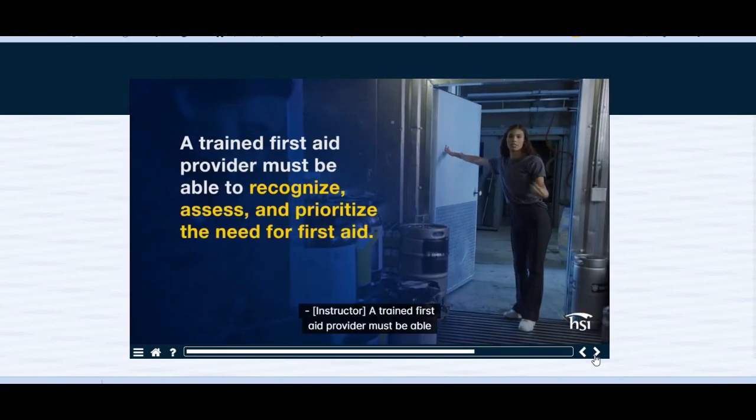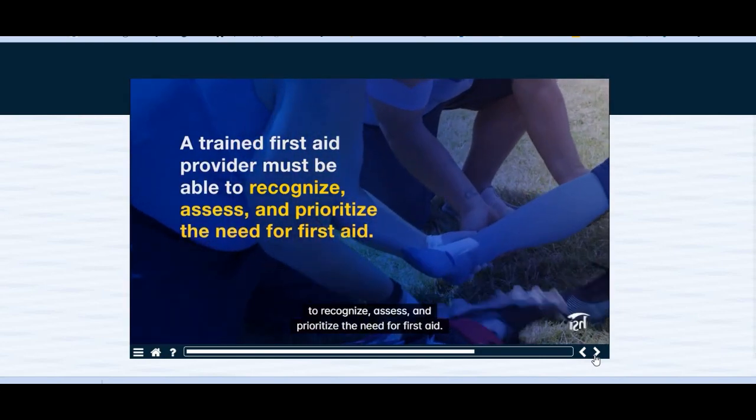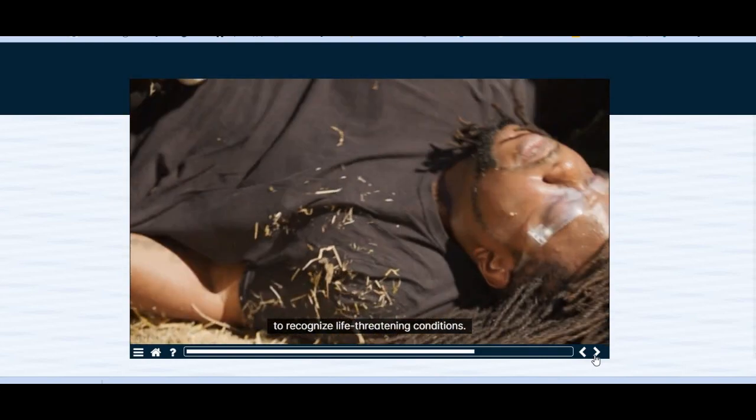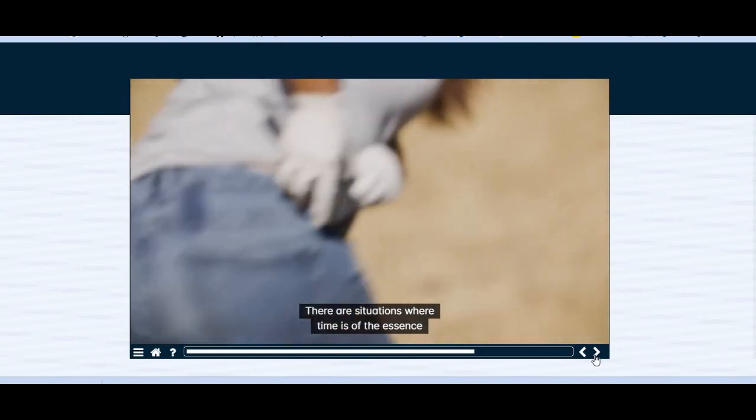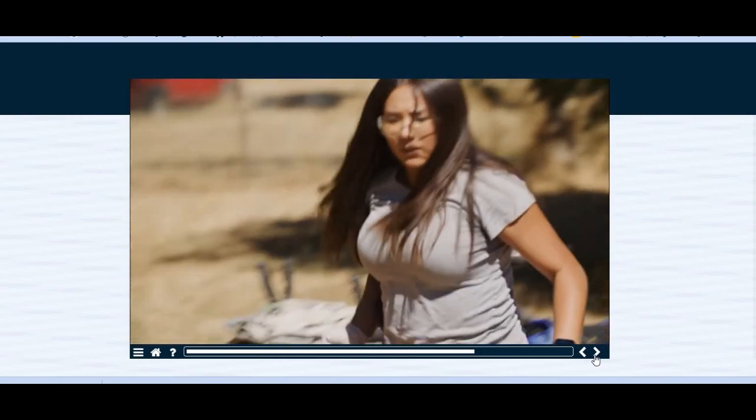A trained first aid provider must be able to recognize, assess, and prioritize the need for first aid. Doing so requires being able to recognize life-threatening conditions. There are situations where time is of the essence, and delays can lead to serious, even fatal consequences.